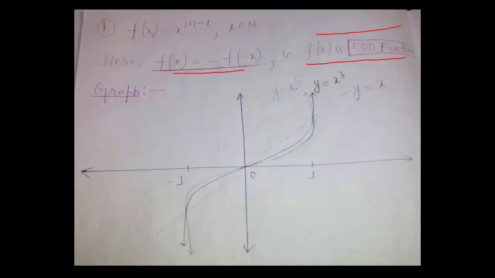All odd functions are symmetrical about the opposite coordinate, that is the origin. Whatever graph appears in the first coordinate, the same graph appears in the third coordinate also. So here from the example you can see that.